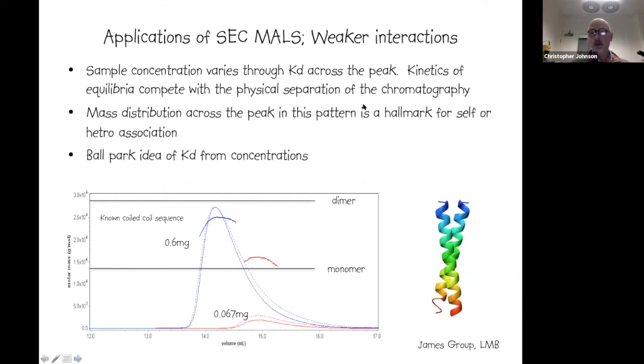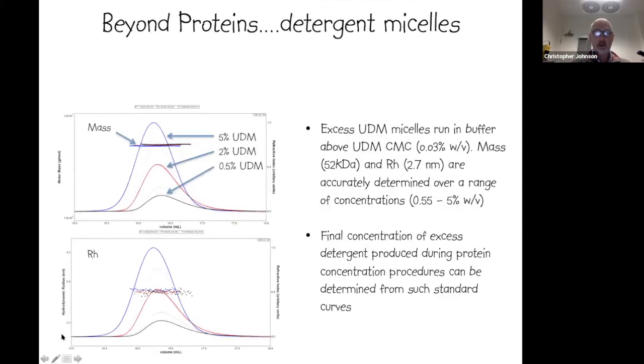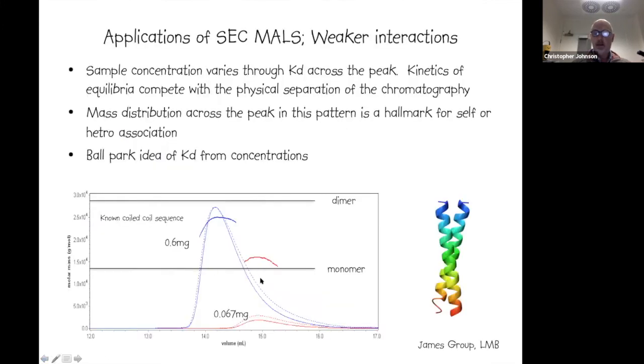If we have weaker binding, then what we might see is that as sample concentration varies during the chromatography, here obviously we have low concentration, and at the top of the peak, we have our maximal concentration. And in some sort of dynamic equilibrium where we have a binding, but at a somewhat weaker level, then what we might see is as concentration is increased, we form more of a higher order species. In this case, it was known that this was a coiled coil. This is the mass of the dimer. This is the mass of the monomer.